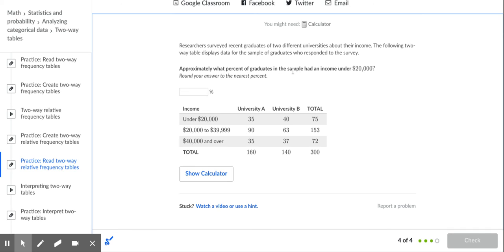Approximately what percent of graduates? This is the same type of deal. So you guys can figure that out.